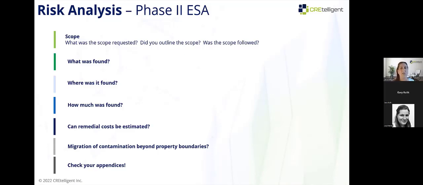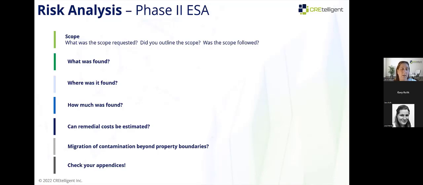So migration offsite, if a plume cannot be controlled, if you can't stop it from migrating offsite or impacting surrounding properties, then there's always a potential that there's going to be exposure to potential lawsuits, and you can't control who's going to sue you for how much. So please understand that as you're reviewing a phase 2, look at your plume, look at the boundaries of the plume, look at your direction of groundwater flow, and understand where it is relative to the properties around it.